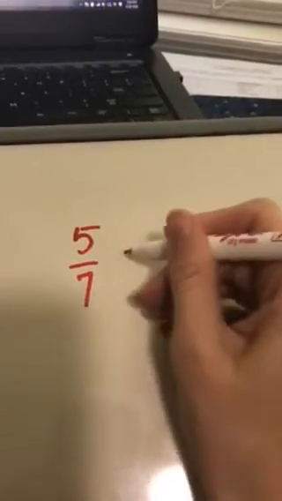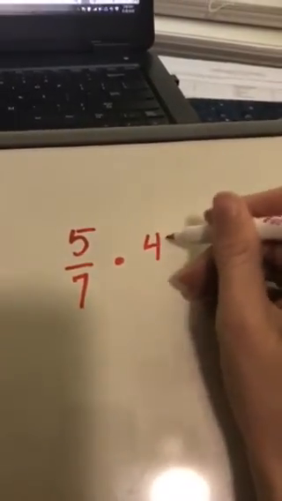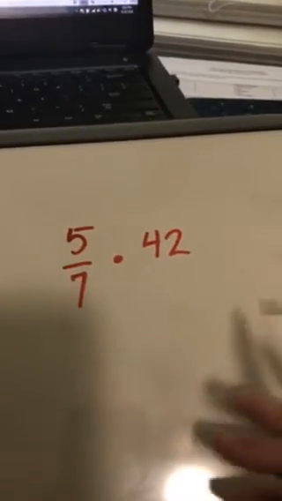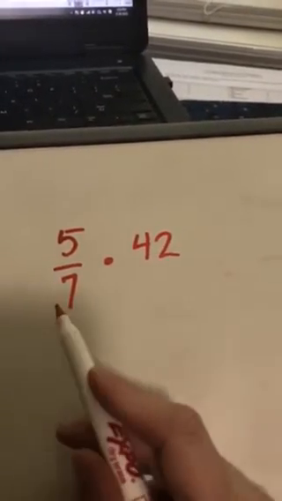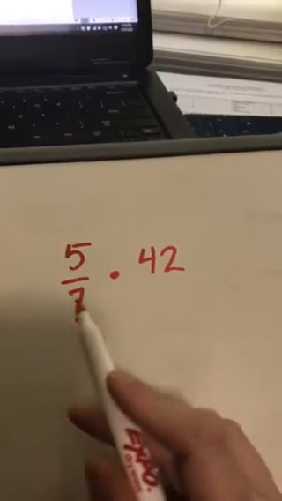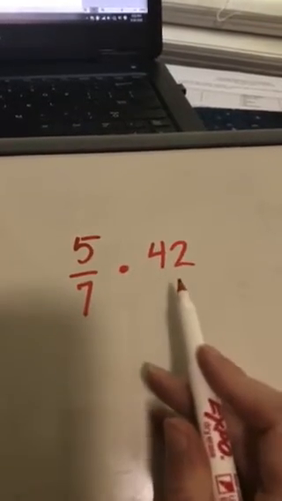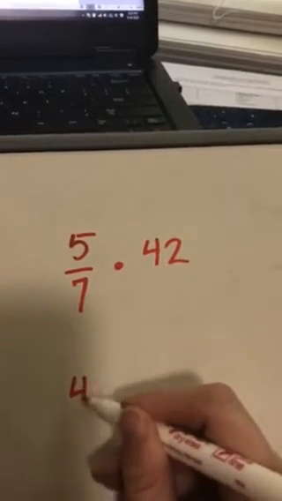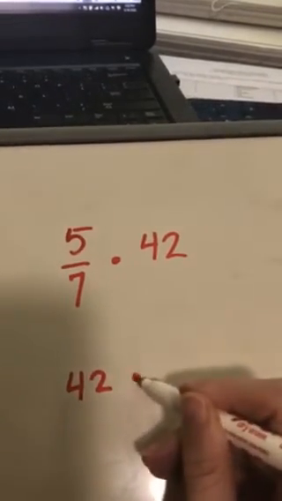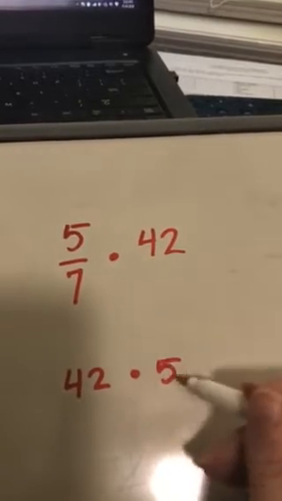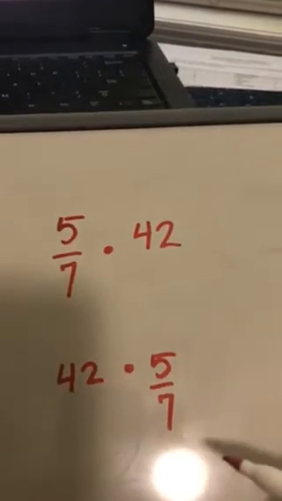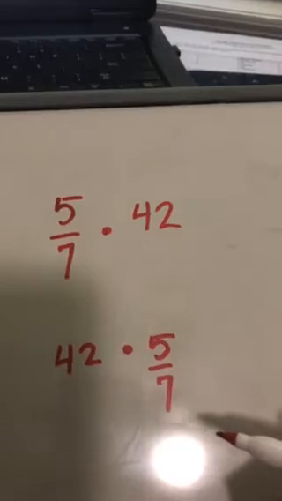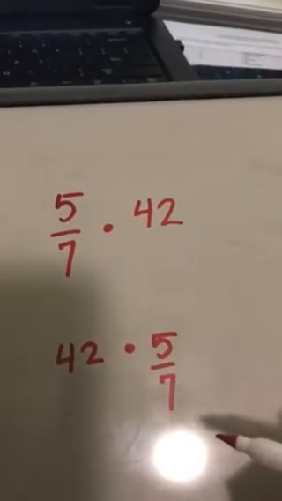times 42. Now you also have to keep in mind that multiplication is commutative, meaning that the order in which they write the numbers doesn't matter. So they may write 5/7 times 42 to represent the expression, and that is the same expression as 42 times 5/7. This is how I would solve to figure out how many days Alejandro has gone to school.